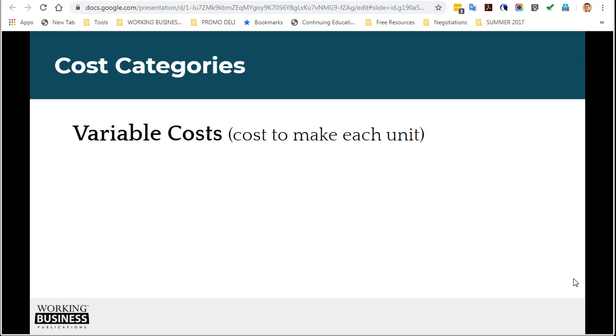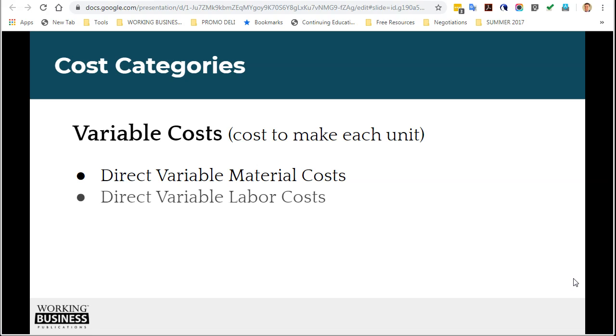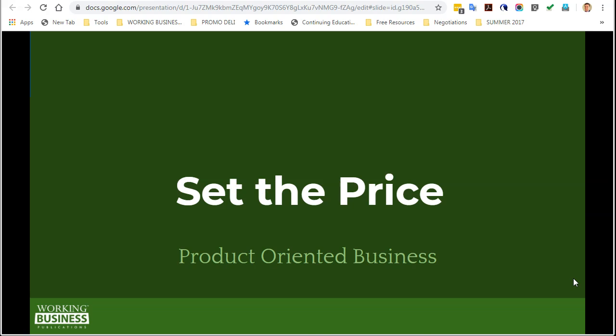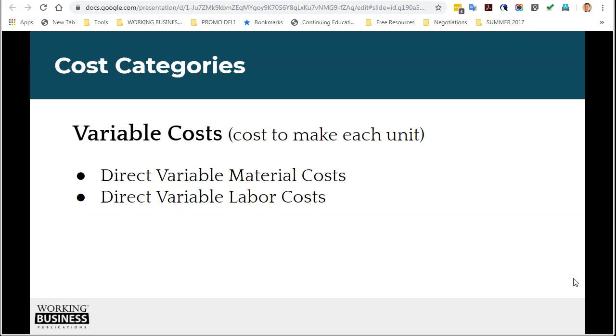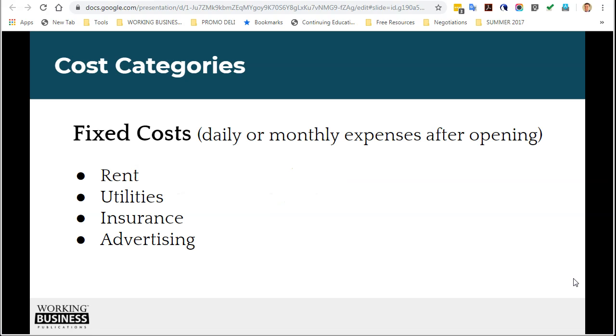And then the variable cost, it's the cost to make each unit. So these are direct variable material costs, like the cost to make each meal, the food. It would be the direct variable labor costs, so the cost to pay to make the food, and other variable costs, so that might be the wait staff. Okay. So the main difference between variable and fixed is, again, if you have to sell one more unit of food, who are you going to pay?